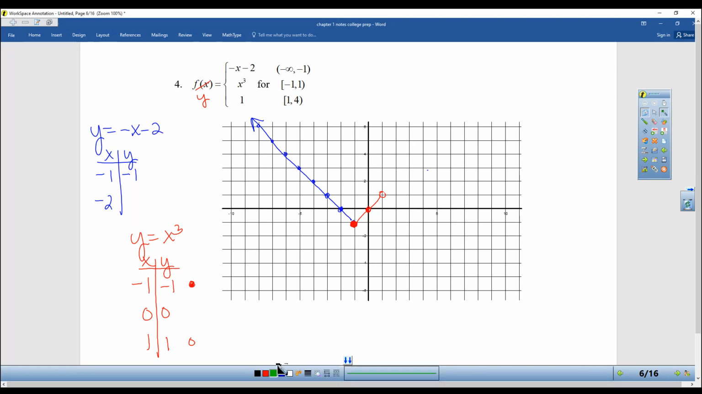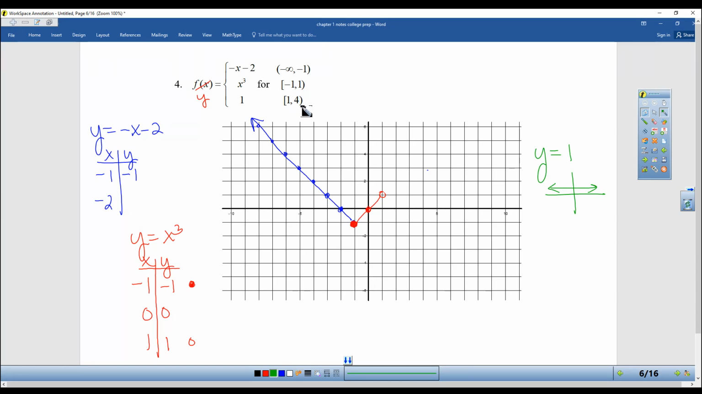And the last section is going to go from 1 to 4. So y is equal to 1. This is where it really pays to use this y is equal to method, because when people just see a 1, they really just want to plot a point. But it's not a point. It's a line. It's the line y is equal to 1. What does the line y is equal to 1 look like? Looks like that.